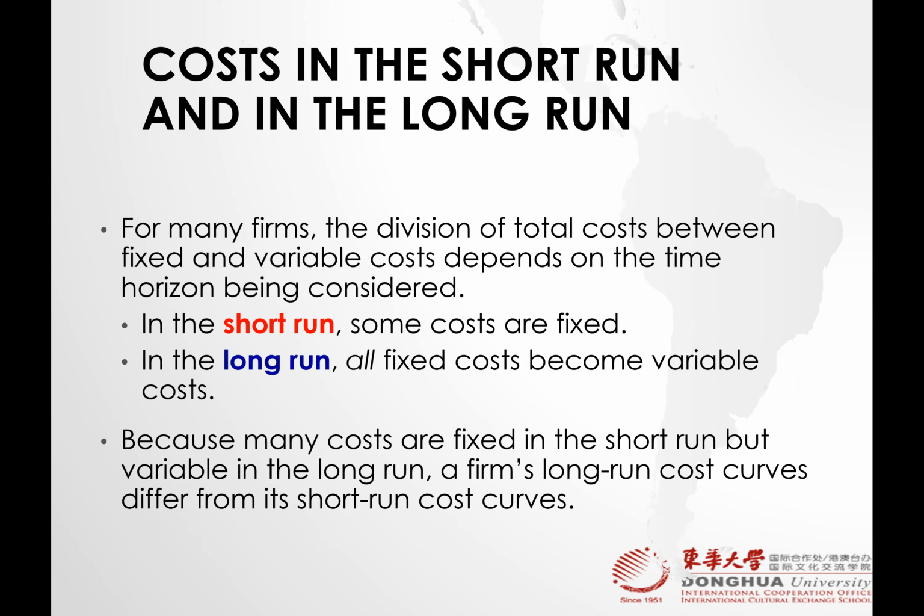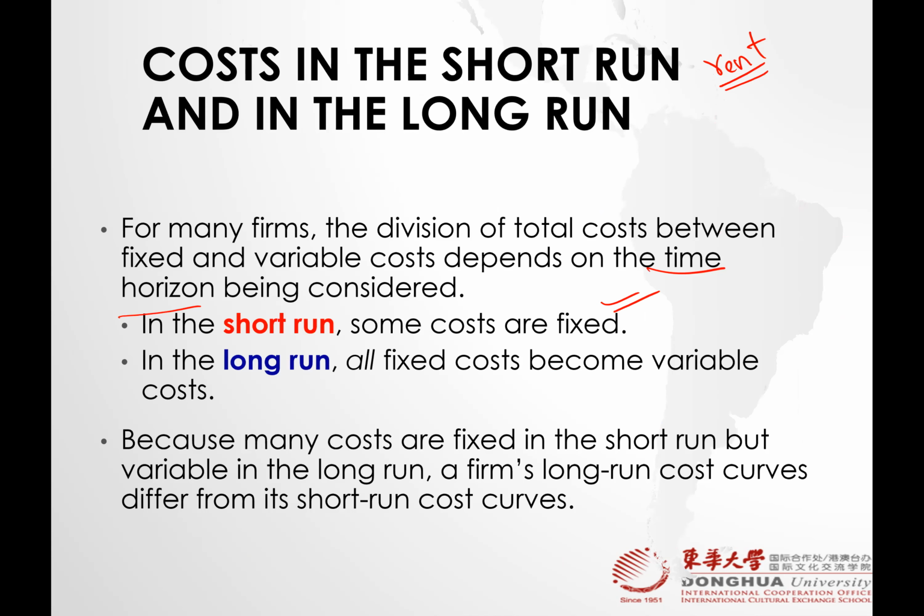Up till now we didn't talk about the shapes in short run and in long run. We just talked about the general concept. Now let's talk about short run and long run. For many firms, the division of total cost between fixed and variable cost depends on the time horizon. Short run costs can be fixed, for example, rent. Short term means approximately a year or less. Long run means greater than 1 year, 3, 4, 5, 10 years, whatsoever.